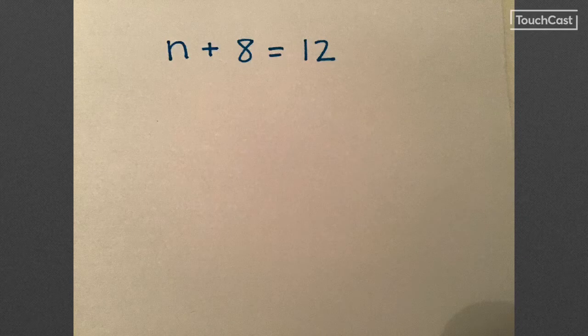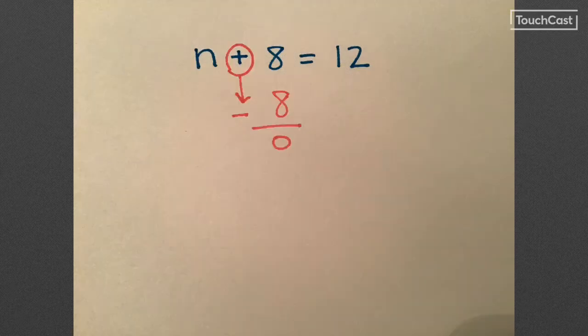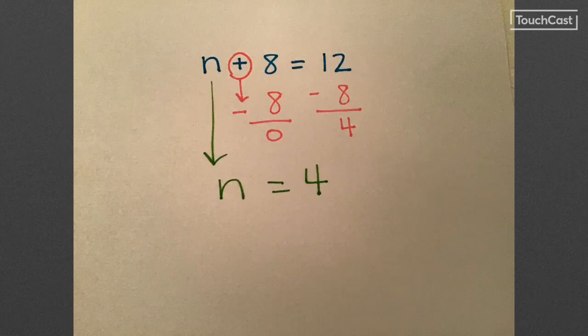Our next practice problem is n plus 8 equals 12. So now I need to think, what's the inverse of addition? The inverse of addition is subtraction. So I need to do 8 minus 8 equals 0. If I do that to the left, I have to do that to the right. So I need to do 12 minus 8, which equals 4. The n is left all by itself, so n equals 4. Or in other words, 4 plus 8 equals 12.